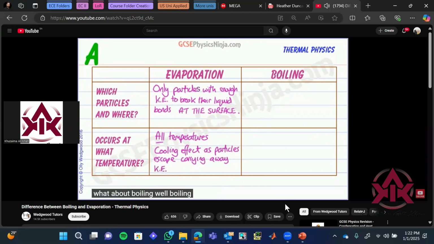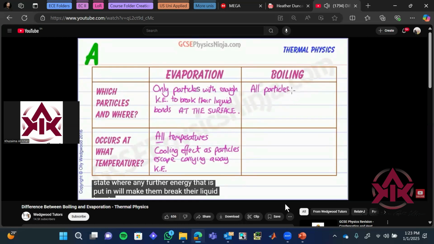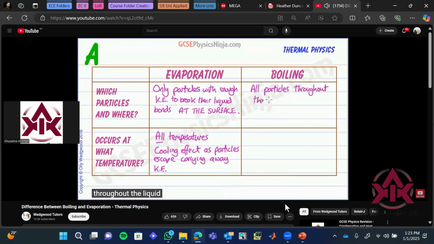What about boiling? Well, boiling, which particles are involved? Well, it's pretty much all the particles. They're all at the state where any further energy that is put in will make them break their liquid bonds. So all particles throughout the liquid. Okay, so this is a bulk property. It's happening throughout the liquid as we put further thermal energy in.